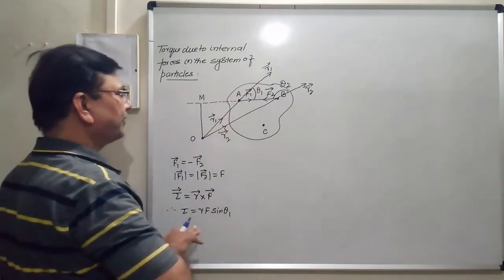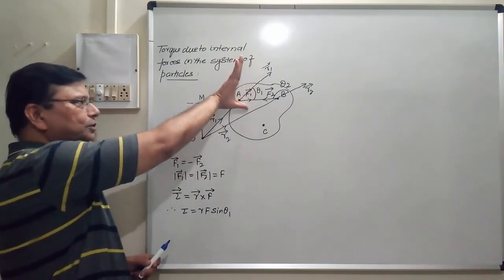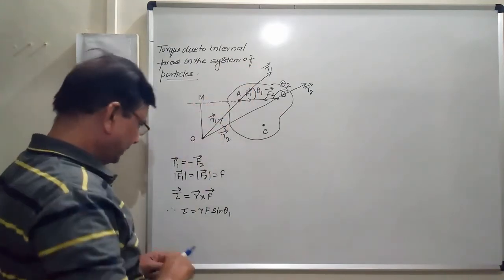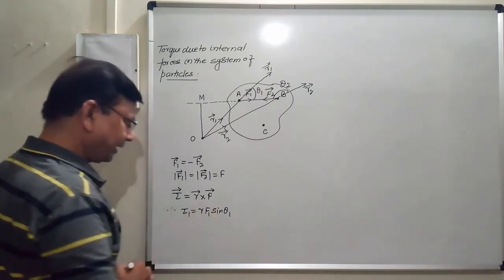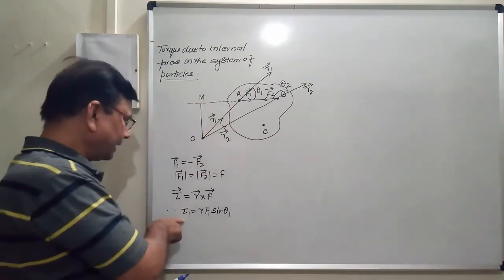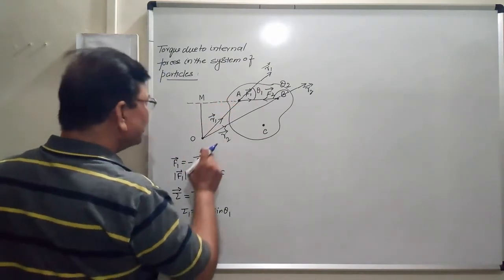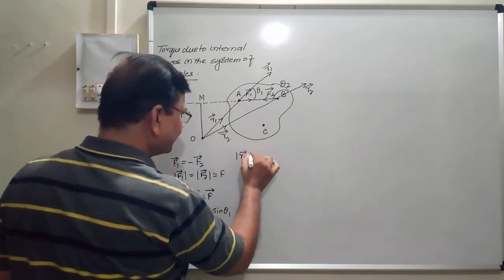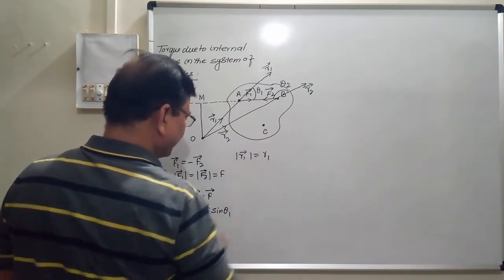So R cross F, of course F1. So by right hand rule, R cross F1, it is inside. So direction of tau 1 is inside. Very important. Direction of tau 1 is inside the loop. Right? Similarly, if you look at the magnitude of R1, suppose it is R1. Right?